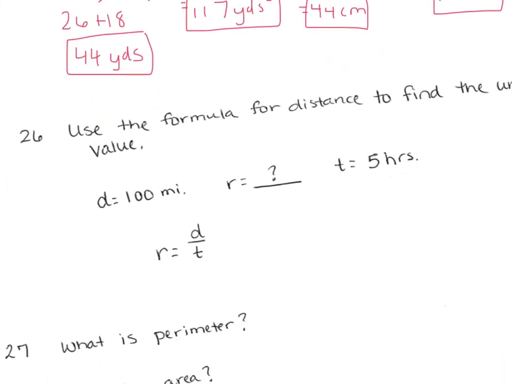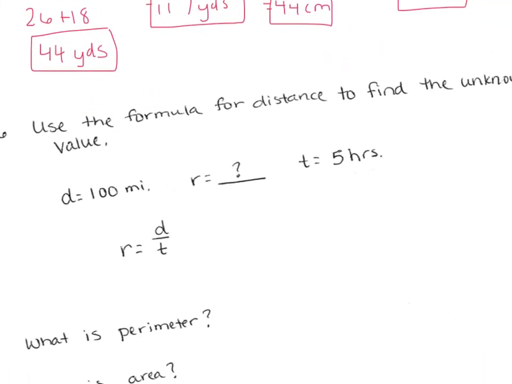On 26, you're being given the distance formula to find the unknown value. This value that's missing here is rate. So rate is equal to distance divided by time. Distance is 100 and time is 5. 100 divided by 5 is 20. We're missing a rate, so we're going to use miles and hours to write our unit. Miles per hour.